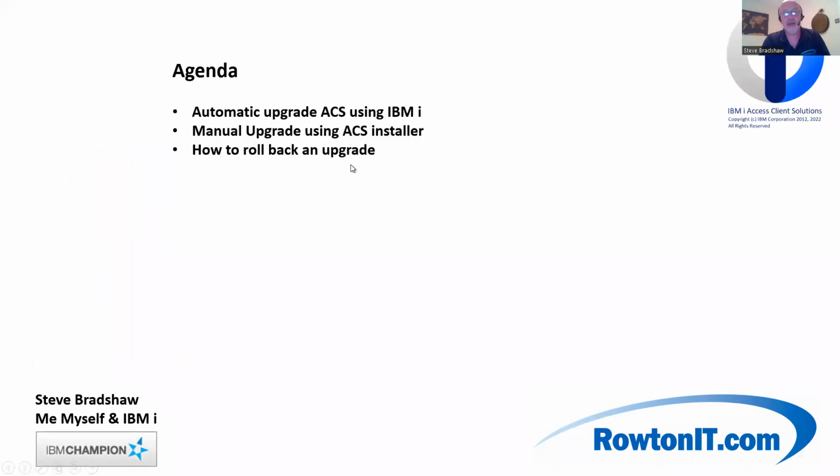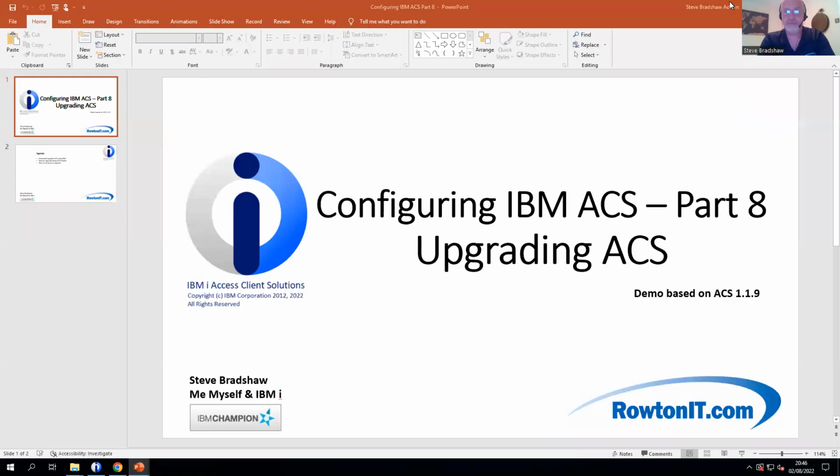We're going to discuss how you can do an automatic upgrade using an IBM i partition, how to upgrade manually using the ACS installer, which is just like the process of actually installing it in the first place, and how you could roll back an upgrade, God forbid that you don't want it anymore. So let's just crack on.